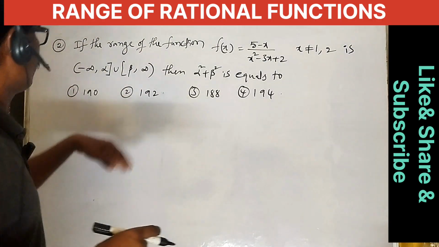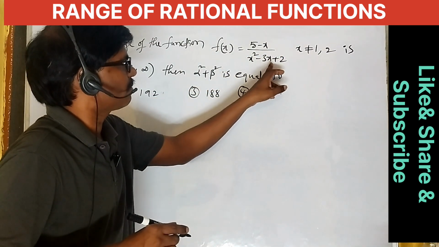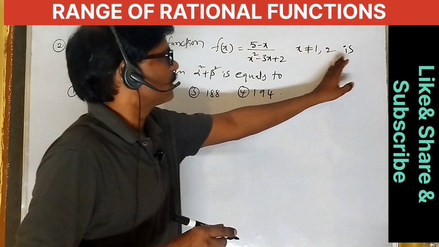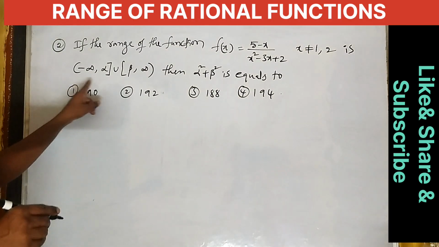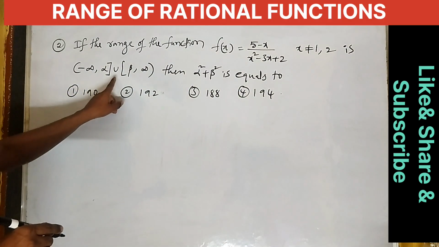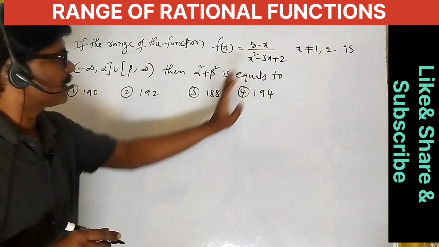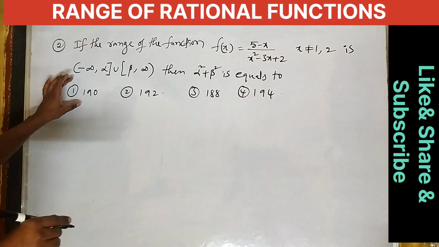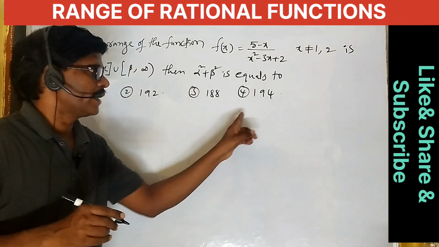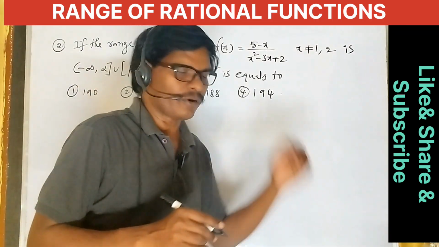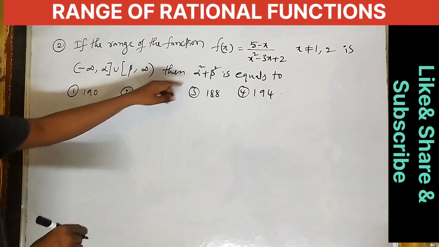Okay, this is question number 2. If the range of the function f(x) = (5 − x)/(x² − 3x + 2), x ≠ 1, 2, is (−∞, α] ∪ [β, ∞), then α² + β² equals what? First option is 190, second option is 192, third option is 188, fourth option is 194.